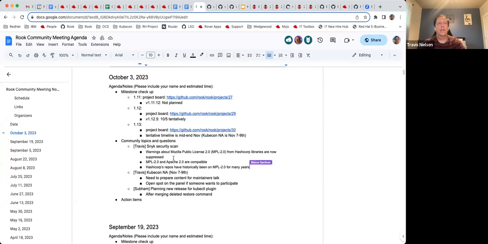If there's no other comments around that, that scan is all green now, the CI is green, so that's good.